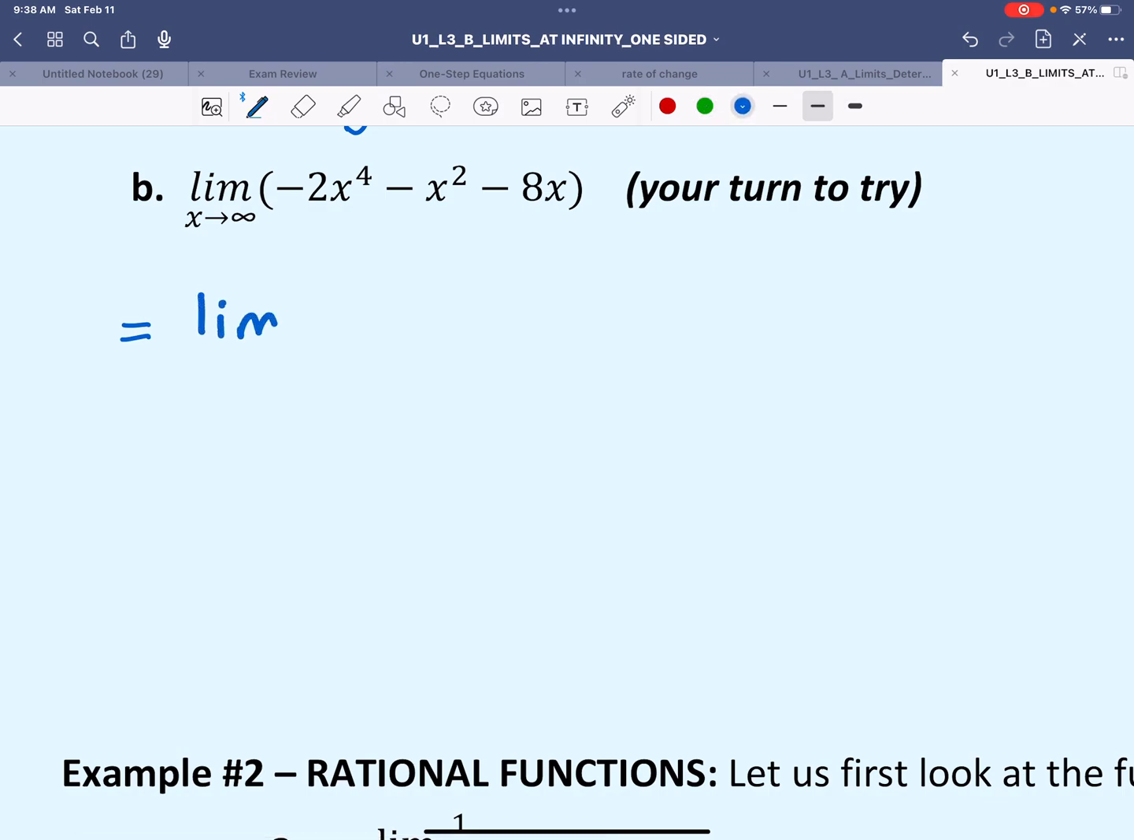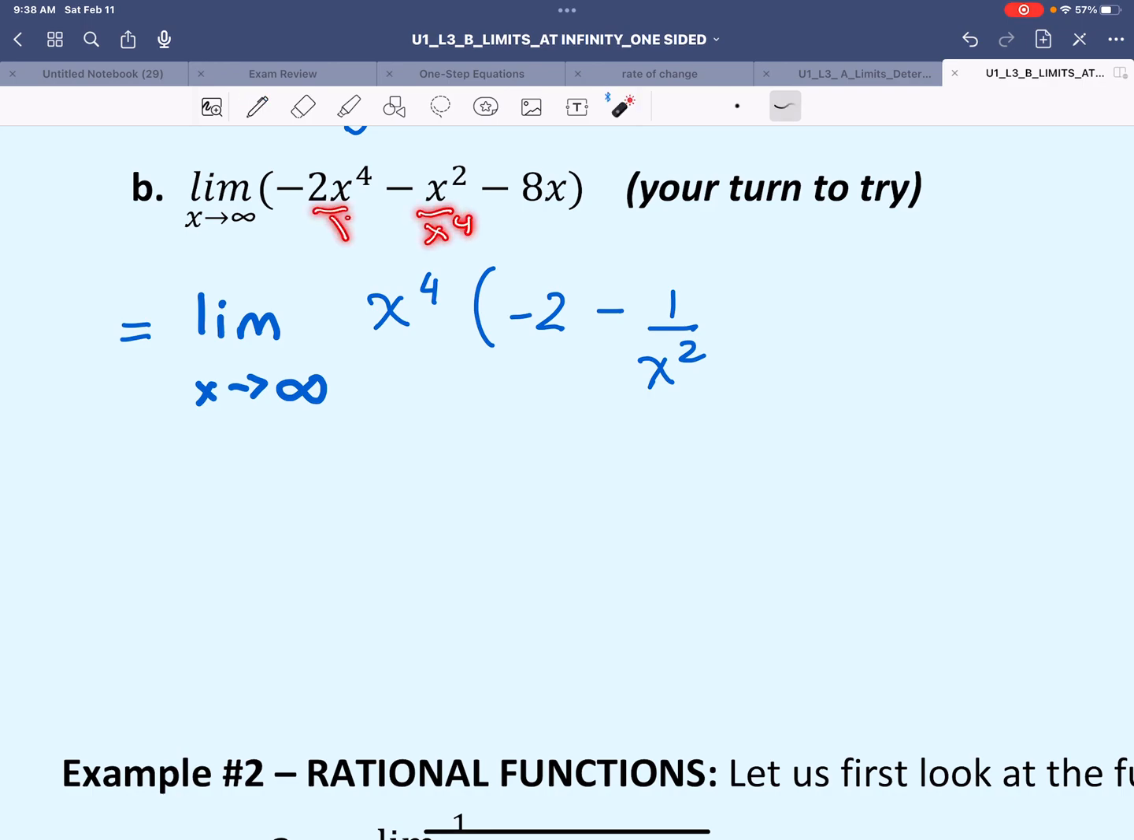So again, same idea, limit as x approaches infinity. So we'll have x to the power 4, the highest power. Then we have negative 2 minus 1 over x squared. Remember that x squared is divided by x to the 4. When you take x to the 4 out, every term here will get divided by x to the 4 to produce whatever we need to have in brackets, right? So that's why we get just negative 2 here, minus 1 over x squared here. And the last term would be 8 over x cubed, so minus 8 over x to the power of 3.